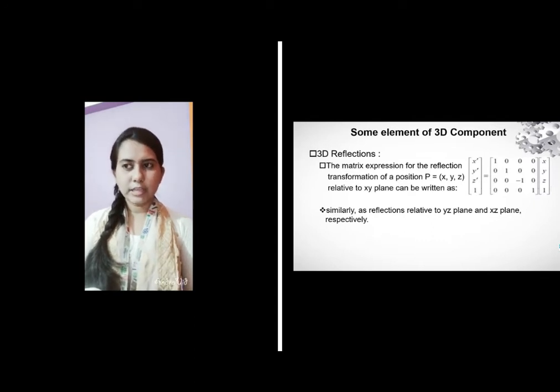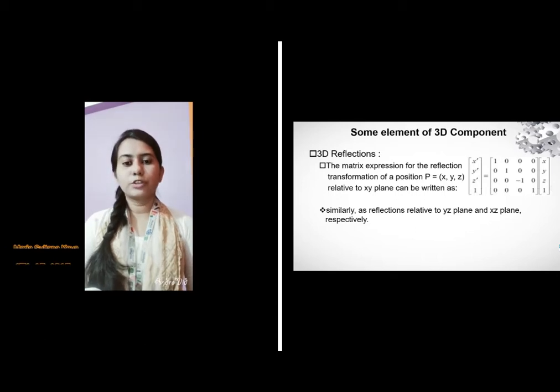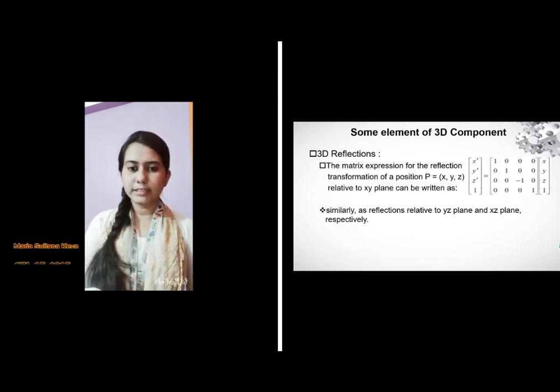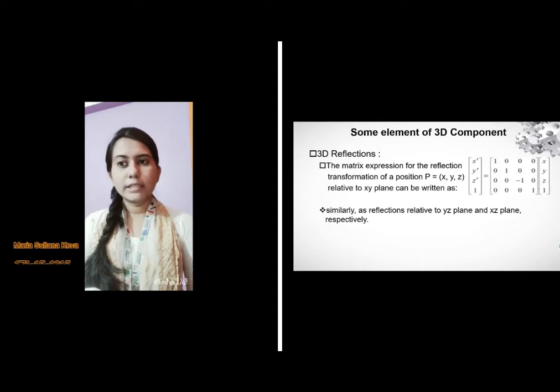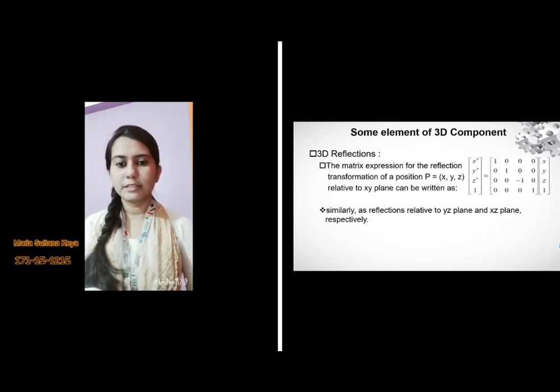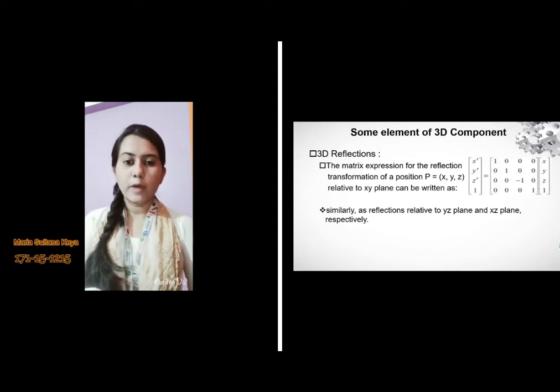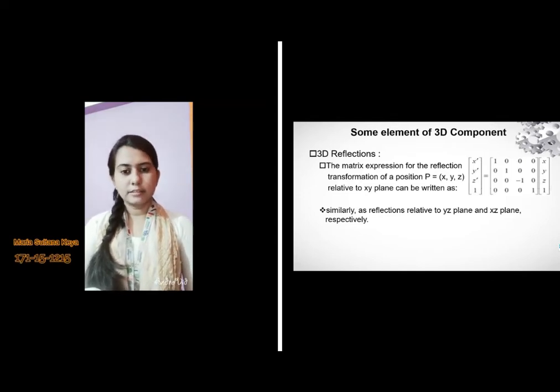Now I am going to discuss some elements of 3D components, like 3D reflections and 3D shearing. First of all, I will discuss 3D reflections. What is reflection? Reflection is a kind of rotation where the angle of rotation is 180 degrees. 3D reflections can be done with respect to different planes, and there are three types of planes: xy, yz, and xz.